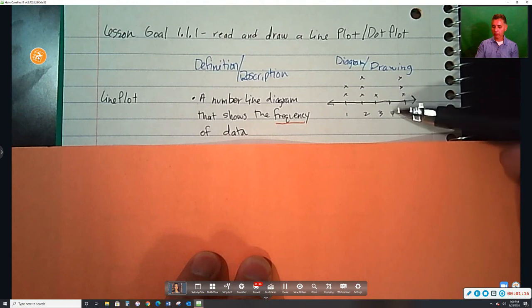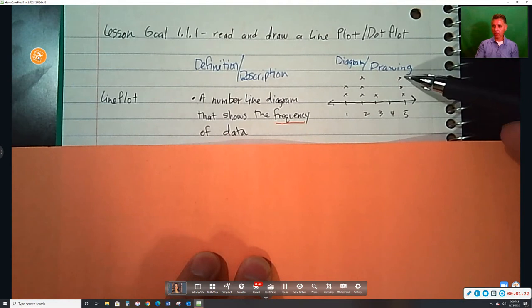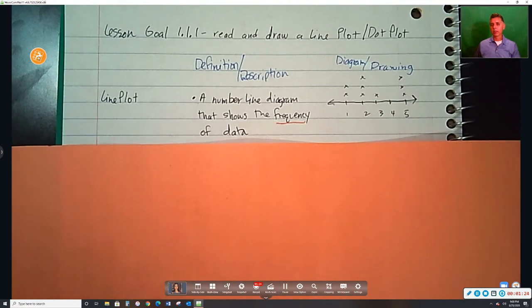And then there are no 4s here, so no x's, so there are no 4s. And then here, this would be 5, 5, 5. Okay? That's what that means. It just represents numbers, a different way to write numbers.